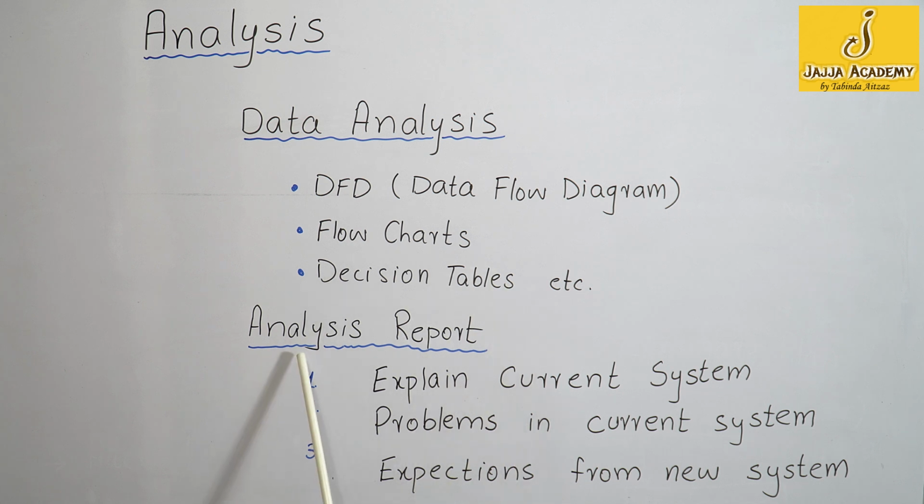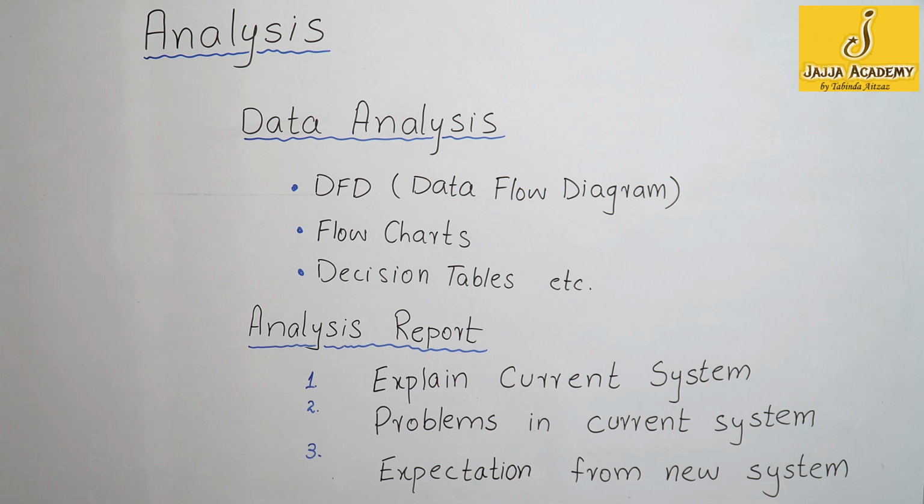At the end, an analysis report is designed by the analysts, and this report should have 3 parts. Number 1, it must explain the current system where the users are working and they are finding deficiencies for which they are expecting a new system. Number 2, the problems or the deficiencies in the current system are identified and explained in detail. And the last thing that is described in the analysis report is what are the expectations of users from the new system, the new system which is going to be developed.